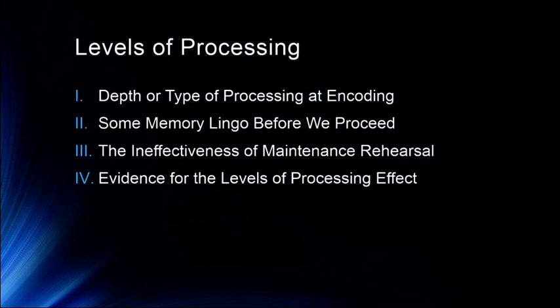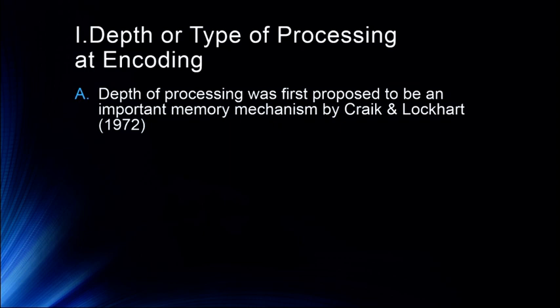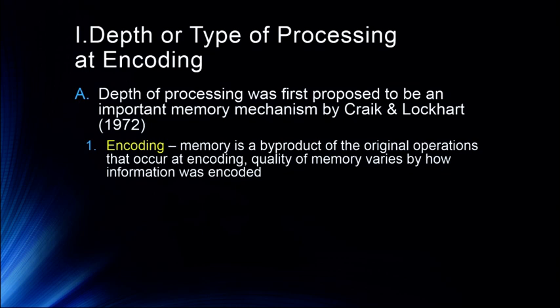So let's start off by talking about what we really mean by depth of processing. This was first proposed to be an important memory mechanism by Craik and Lockhart in 1972. The basic idea is that memory is a byproduct of the original operations that occur at encoding, and the quality of memory varies by how information was encoded. And of course, encoding is how we get information into memory.